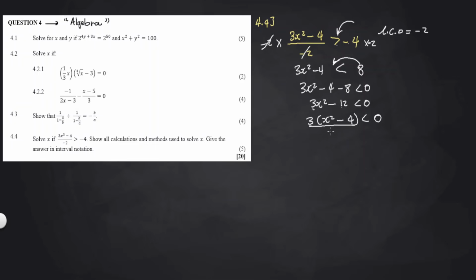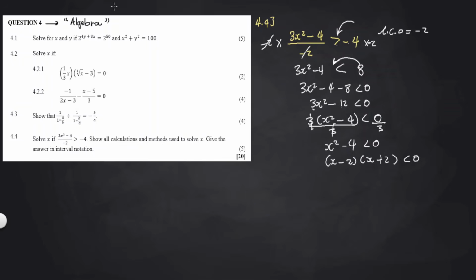Take the 3 and divide with it. We get x squared, not cubed, but x squared minus 4 less than 0. Then you get your factors: x minus 2, x plus 2 less than 0. You cannot simplify this as 3x squared minus 12 directly.